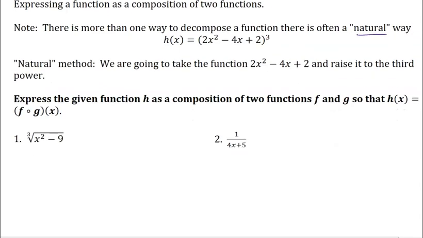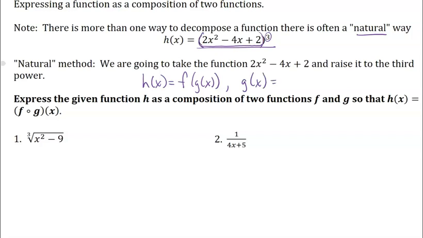So if we're looking at h of x and we see this whole thing, we kind of see the grouping symbol here and we see an exponent on the outside. So a convenient or natural way to do this would be to make the entire inside function 2x squared minus 4x plus 2, just that polynomial, and then make the outer function just x cubed, raising that to the third power, okay? So we would say if h of x is equal to f of g of x, then that means g of x is the inside, 2x squared minus 4x plus 2, and f of x is x cubed. Because if I take this and plug it into this, I get that.